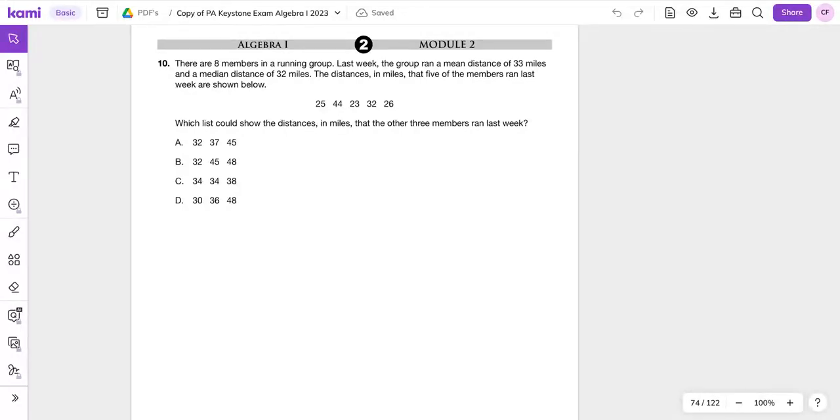There are 8 members in a running group. Last week, the group ran a mean distance of 33 miles and a median distance of 32 miles. The distances in miles that 5 of the members ran last week are shown below: 25, 44, 23, 32, 26. Which list could show the distances in miles that the other 3 members ran last week?